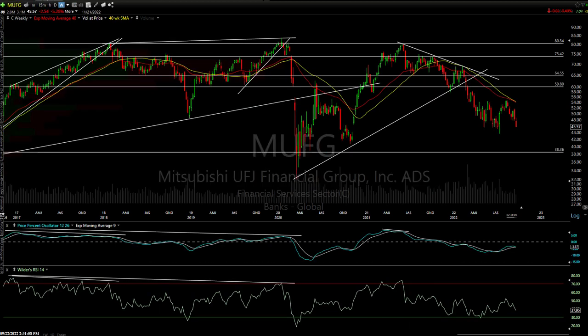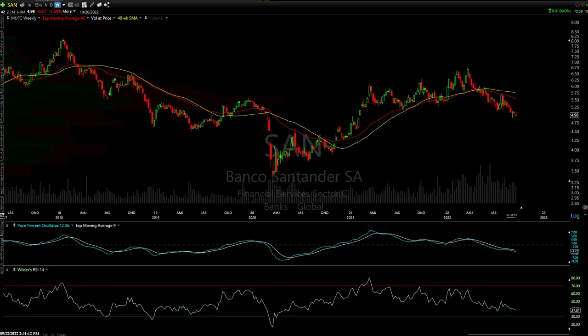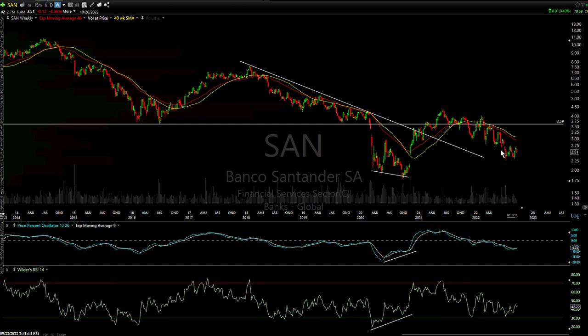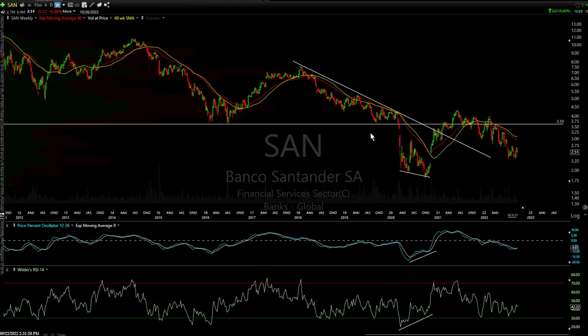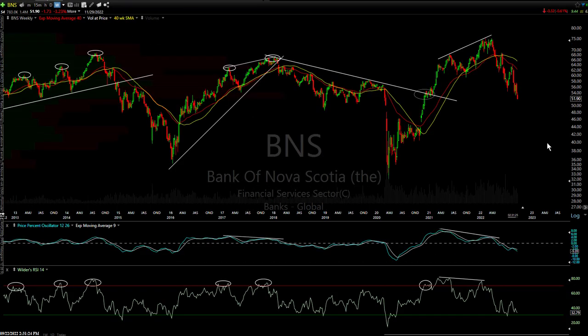There's Citibank. Japanese bank, Mitsubishi. You can see just about every bank in every country. So I'm on an international list of global banks now. Bank of Nova Scotia, one more Canadian bank for you there.